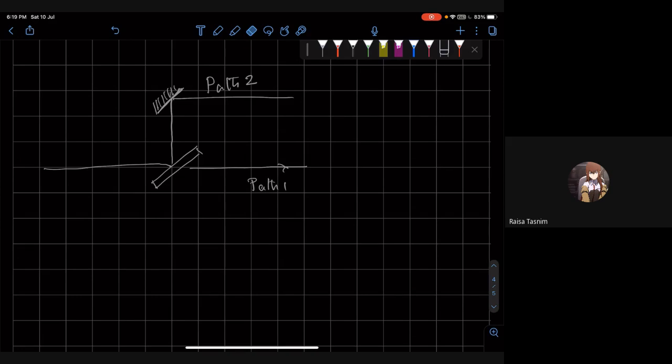state of the photon? In that case, the state of the photon is going to be a superposition where C1 and C2 will depend on how much silvering this half-silvered mirror has. C1, photon in path 1, plus C2, photon in path 2. Okay, so this is the quantum mechanical description.